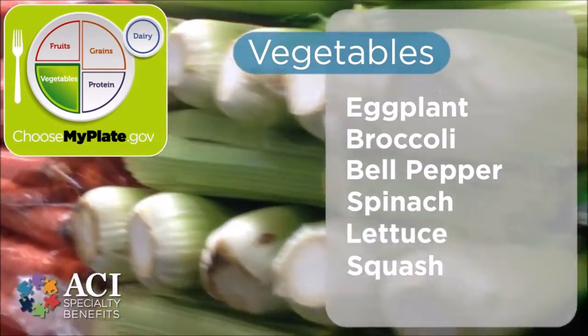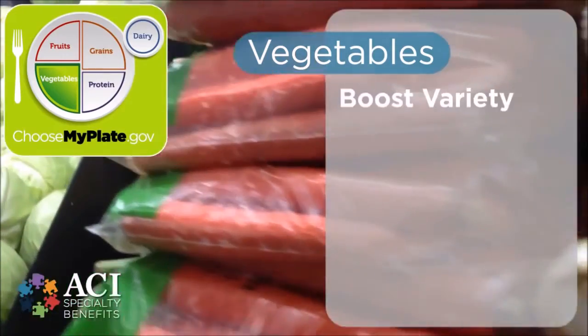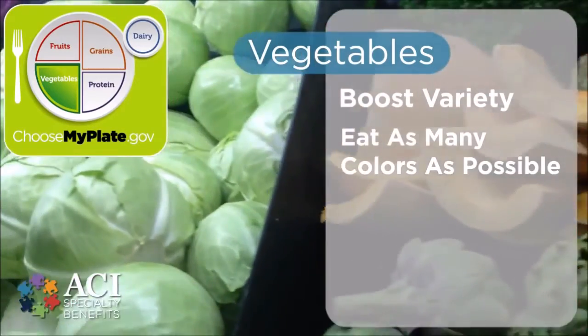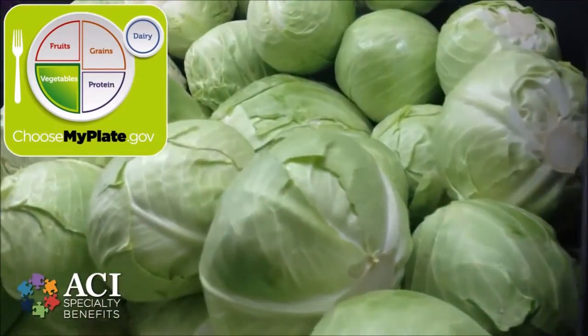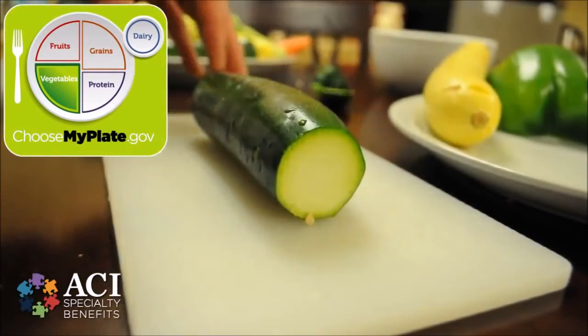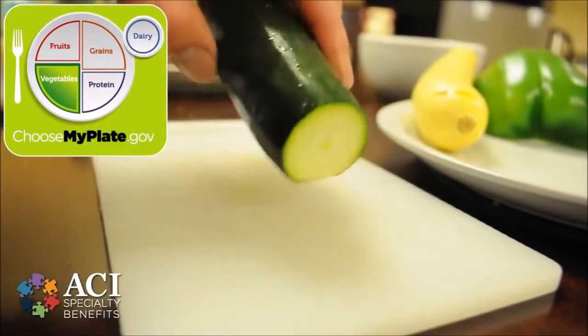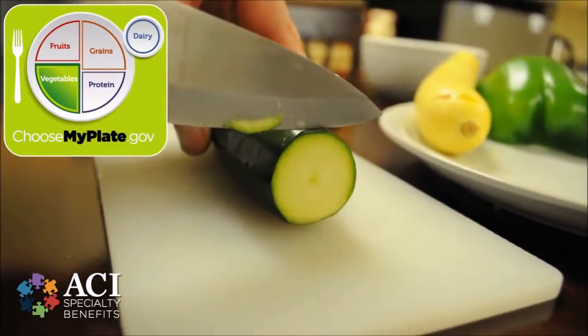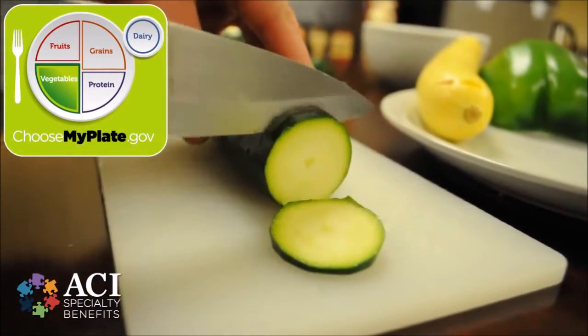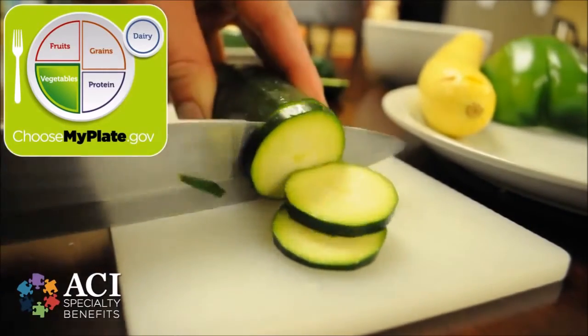The best rule for choosing which vegetables to eat is simple. Boost variety and eat as many colors as possible. This ensures that the body receives the optimal amount of vital nutrients, vitamins, and antioxidants. When preparing vegetables, try to eat them lightly grilled or raw if possible. Oversteaming vegetables is a common mistake and causes the vegetables to lose most of their nutrients.